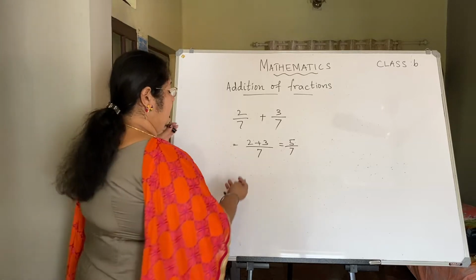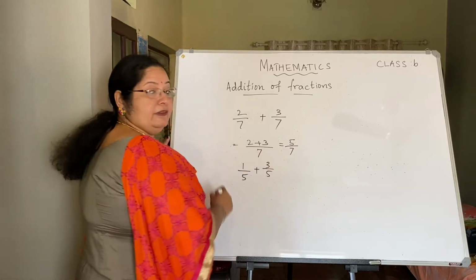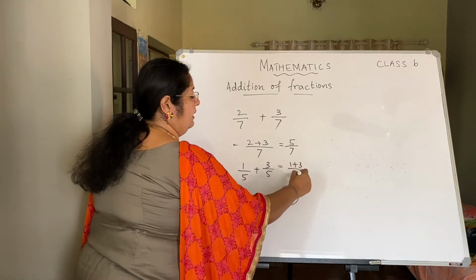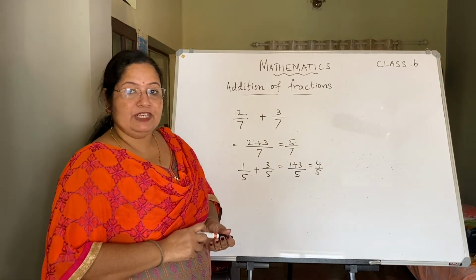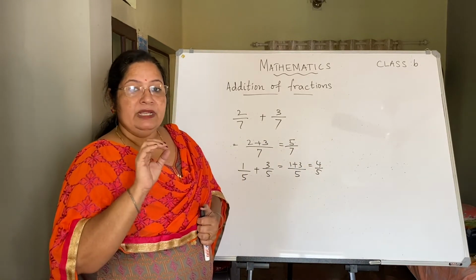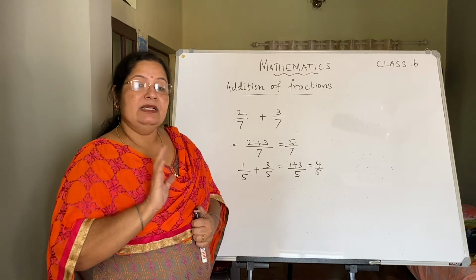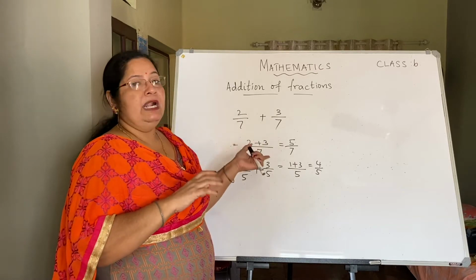One more example. Suppose it is, say, 1 by 5 plus 3 by 5. What would be your answer? 1 plus 3 by 5, that is 4 by 5. So to add two like fractions, add the numerators alone, keeping the denominator the same as the denominator of the like fractions. So this is how you add like fractions.